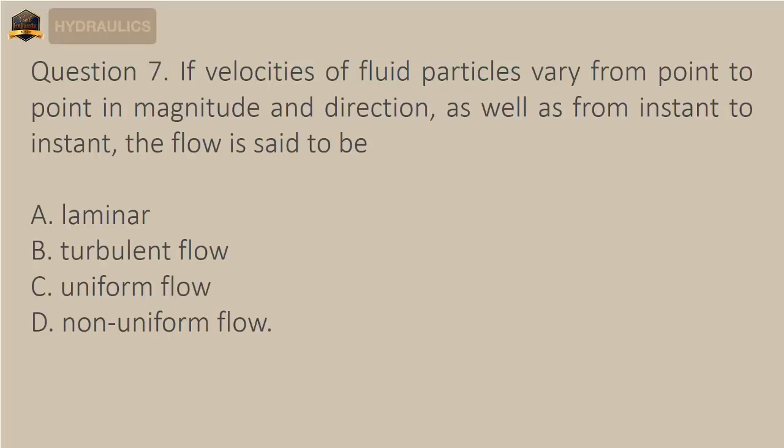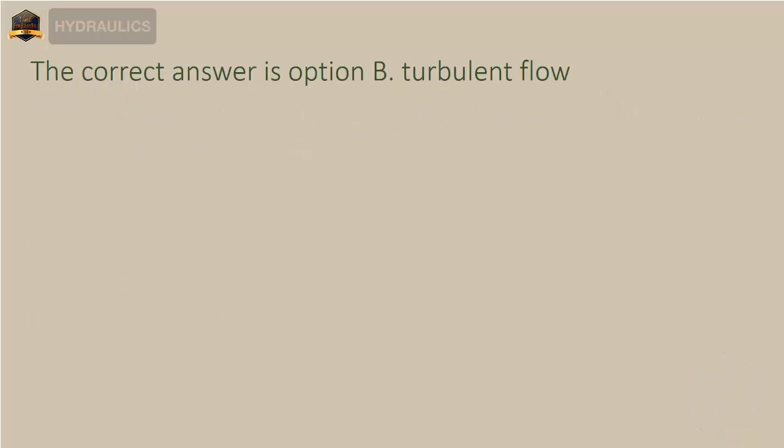Question 7. If velocities of fluid particles vary from point to point in magnitude and direction, as well as from instant to instant, the flow is said to be A. Laminar. B. Turbulent flow. C. Uniform flow. D. Non-uniform flow. The correct answer is option B, turbulent flow.